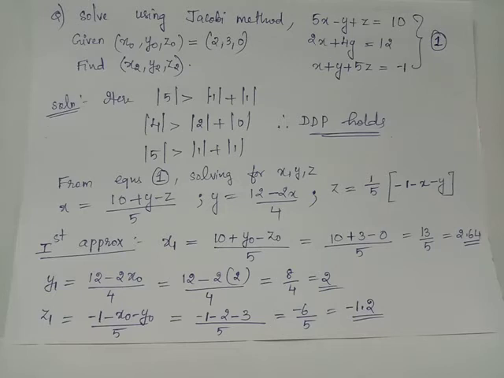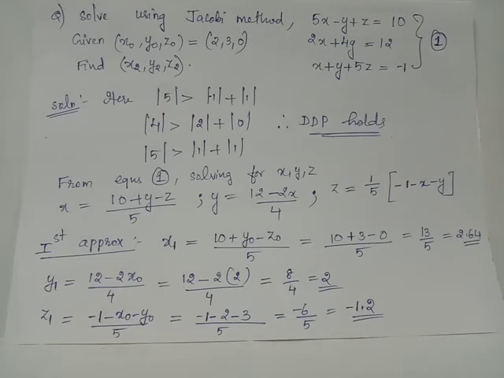We have x1 equals (10 plus y0 minus z0) divided by 5, where y0 equals 3 and z0 equals 0. Thus x1 equals 2.6. y1 equals (12 minus 2x0) divided by 4, where x0 equals 2. Thus we have y1 equals 2. z1 equals (minus 1 minus x0 minus y0) divided by 5, where x0 equals 2 and y0 equals 3. Thus we have z1 equals minus 1.2.